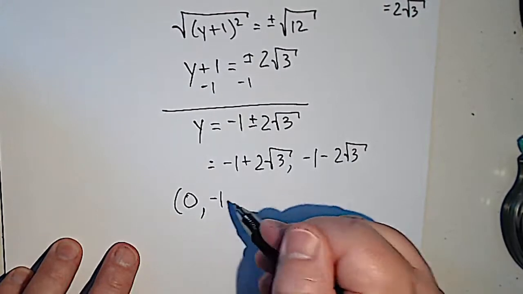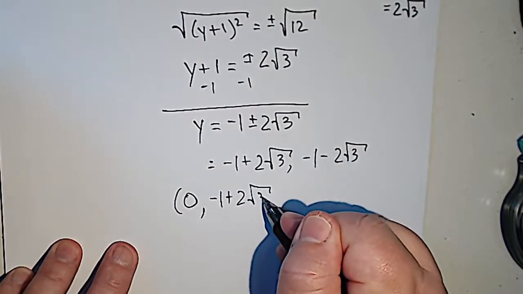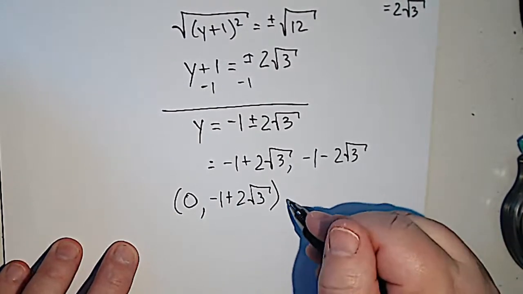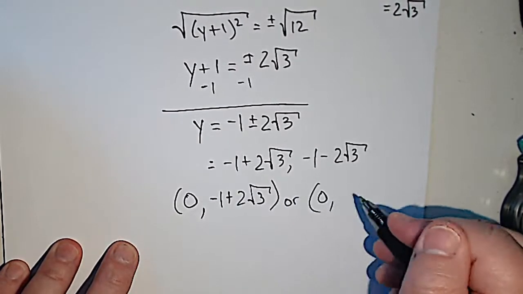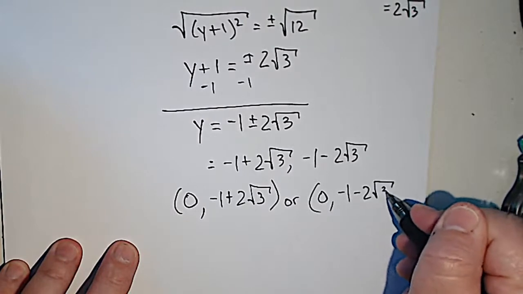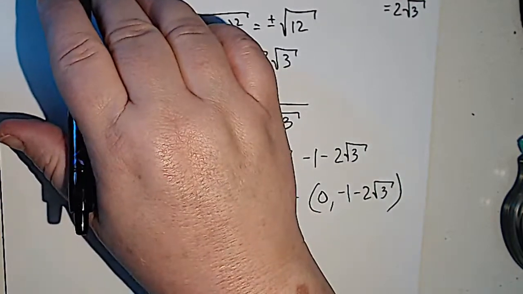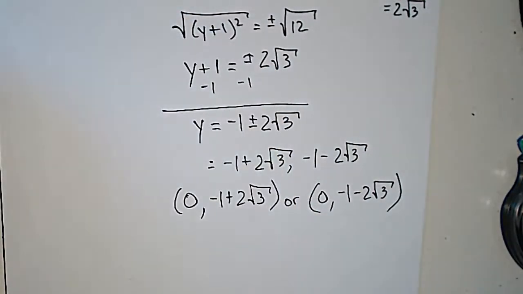So they correspond to (0, -1 + 2√3) or (0, -1 - 2√3). Woohoo. Okay, so what intercepts are those? If x equals 0, those are the y-intercepts.